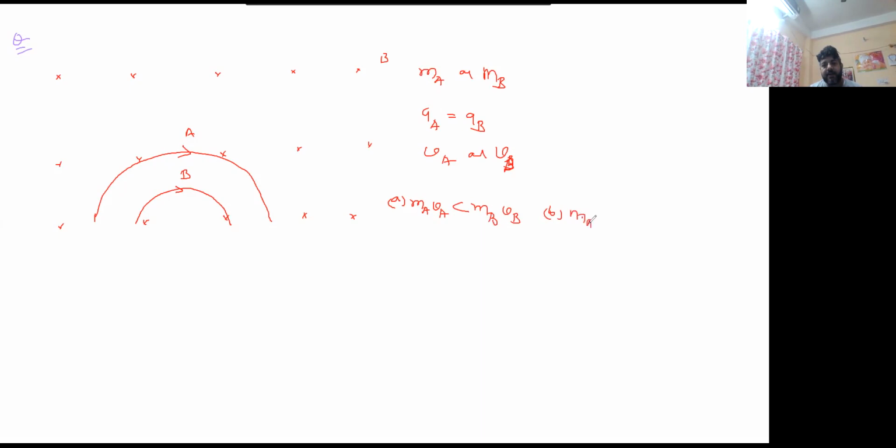Sir, M was mass. M is the mass, V is the speed. MA VA greater than MB VB. Same charge, right? Charge is the same. Option C: MA less than MB and VA less than VB. Option D: MA equals MB and VA equals VB. What will it be?